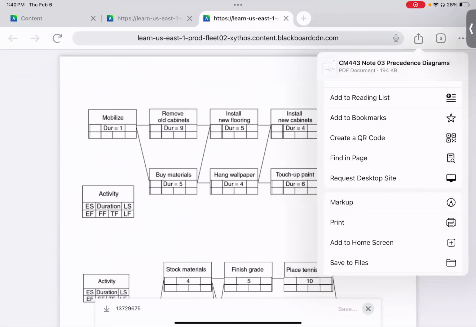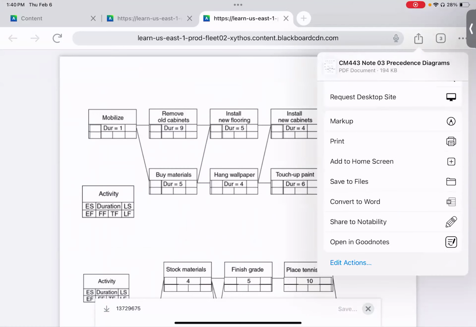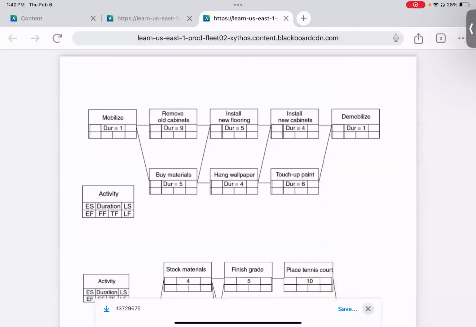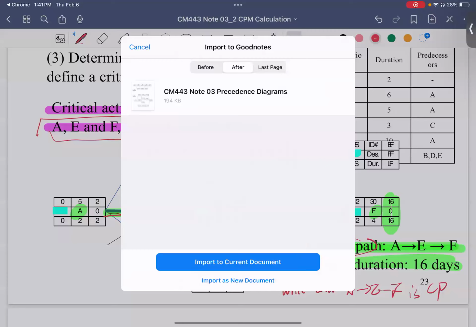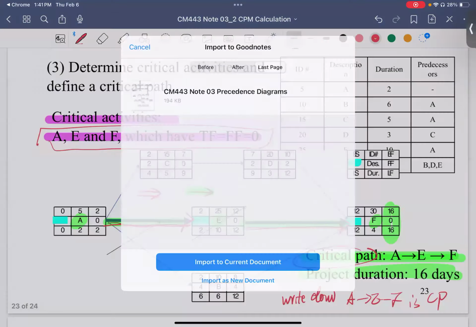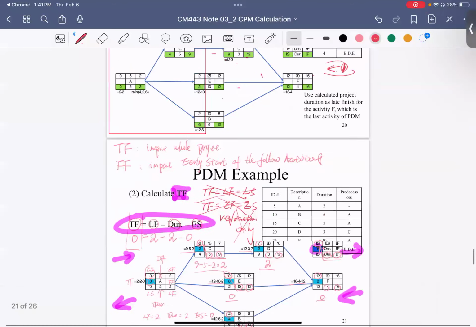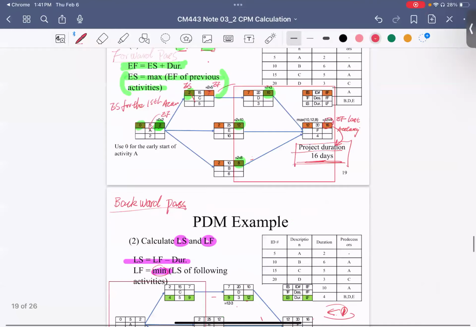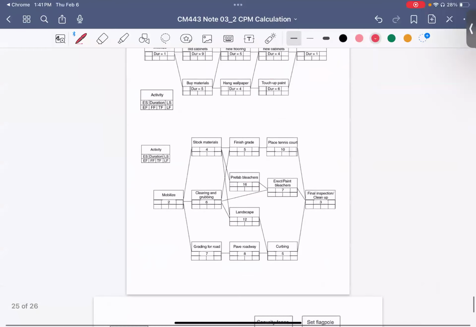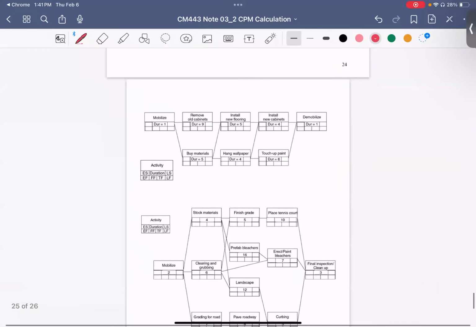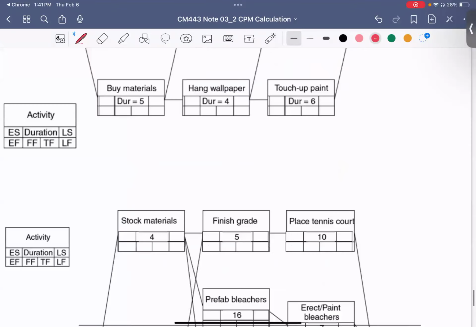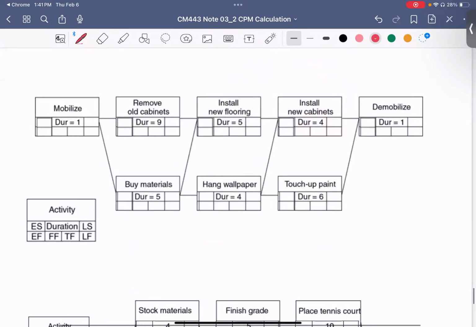Let me import this one into the good notes, creating a last page. All right, so I'll share this noted one with you later. Okay, so let's take a look at example 1 here.